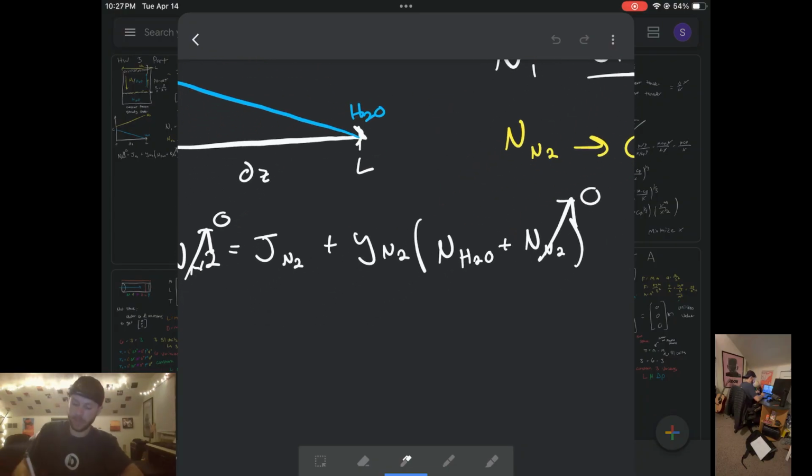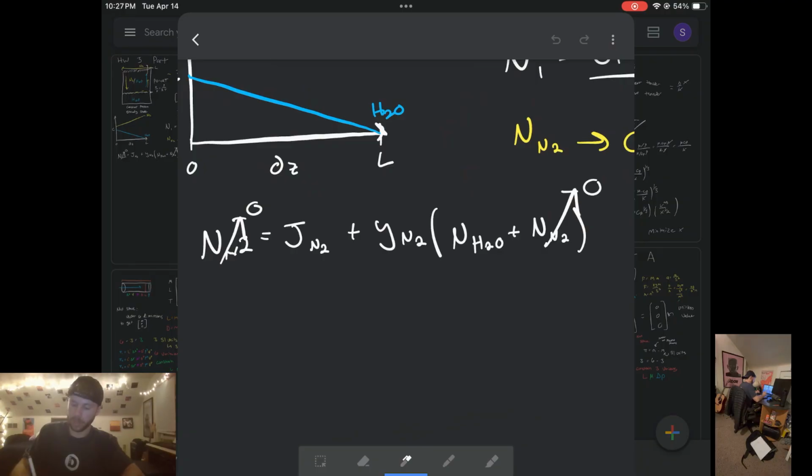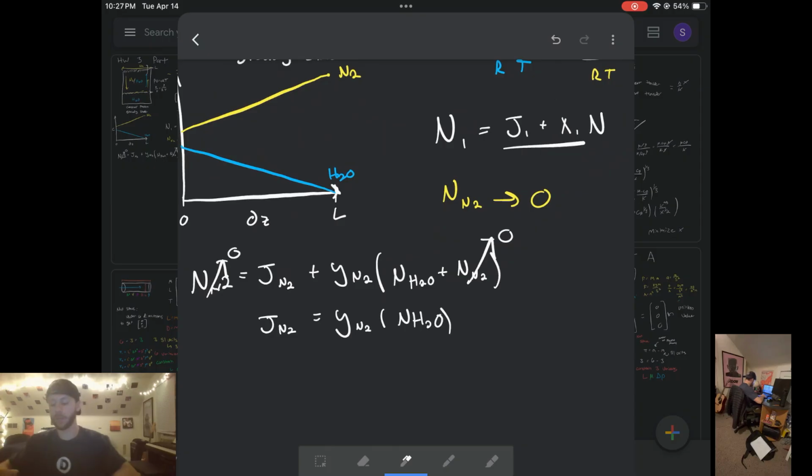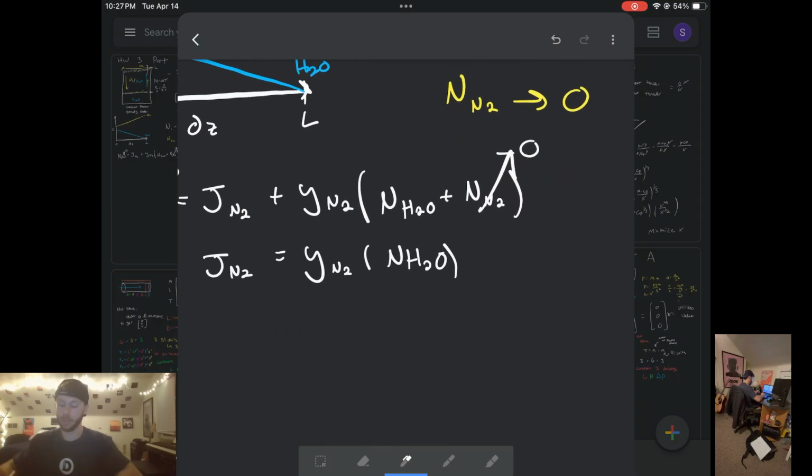So what we'll be left with is the molar flux of our nitrogen is equal to the mole fraction times the total flux of our water, which makes sense to say that our nitrogen is replacing the displaced water.